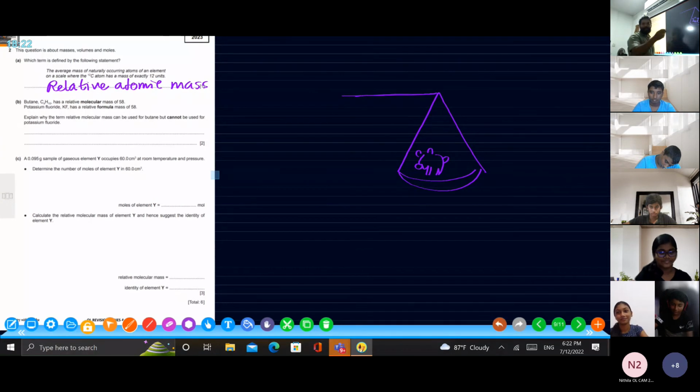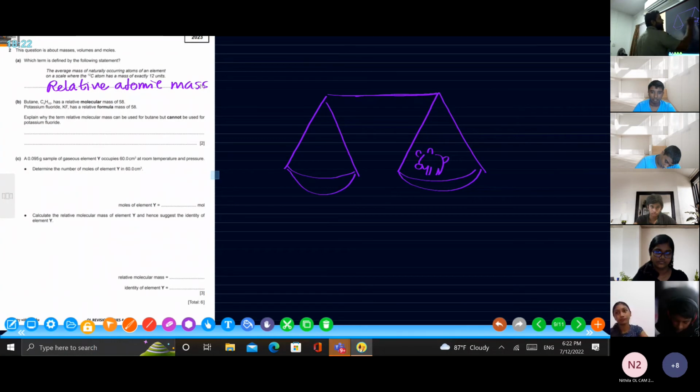So you put the puppy into one side of the balance, right? To the other side of the balance, you are not given kilogram scales, gram scales. Instead of that, you are given apples. So you put apples.